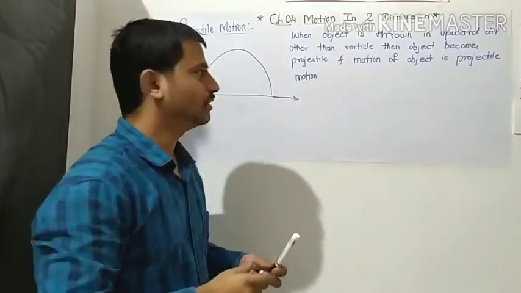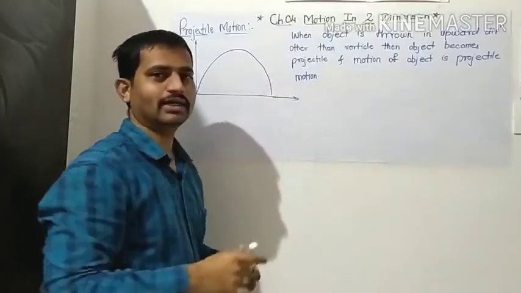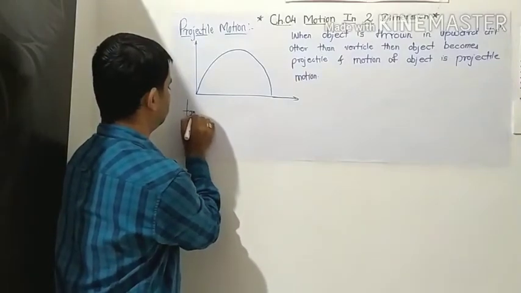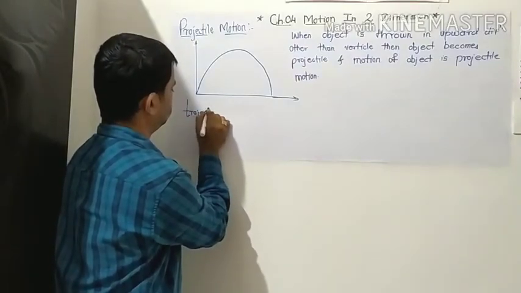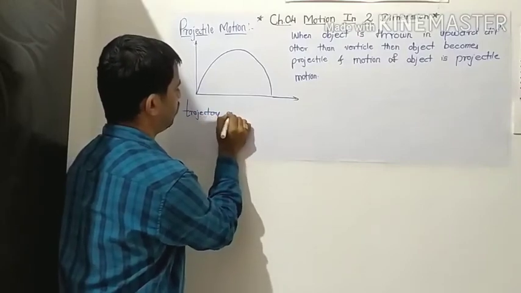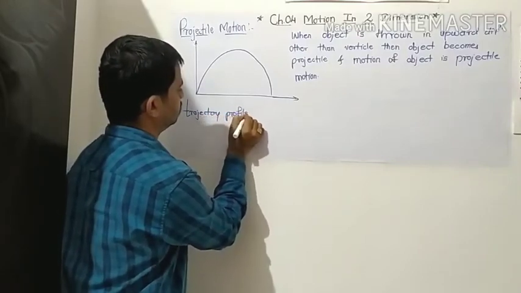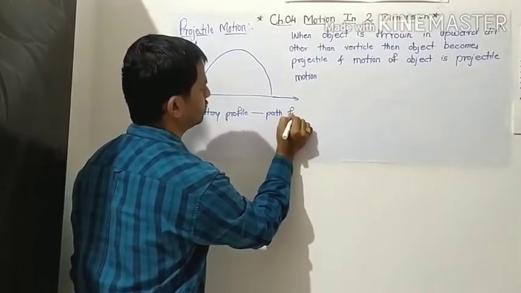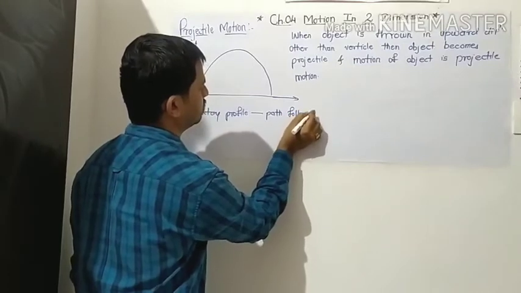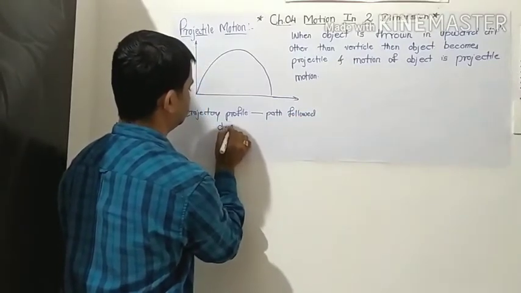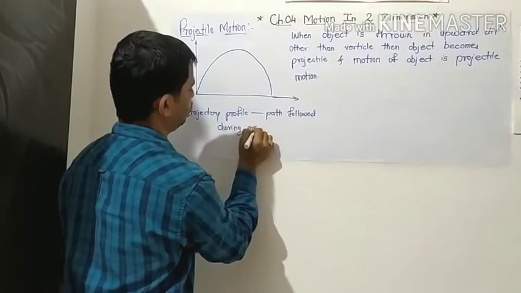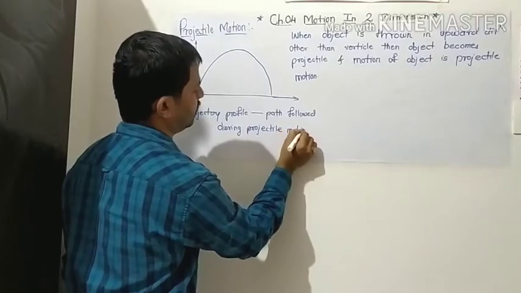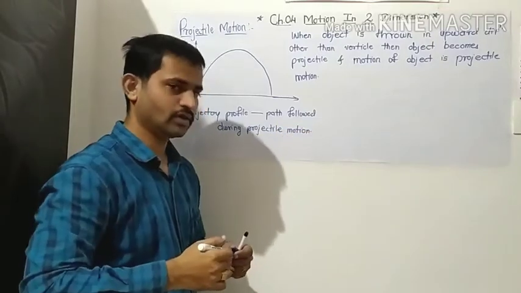Then the path followed by the projectile is known as the trajectory profile. So the trajectory profile is the path followed during projectile motion.